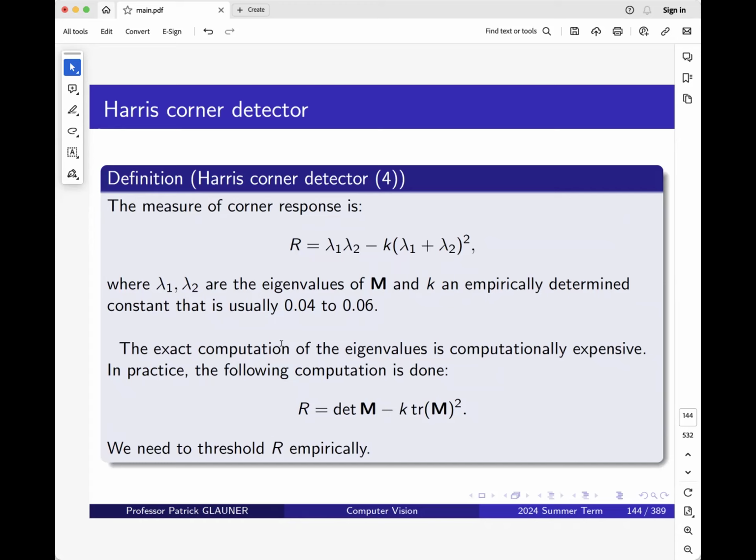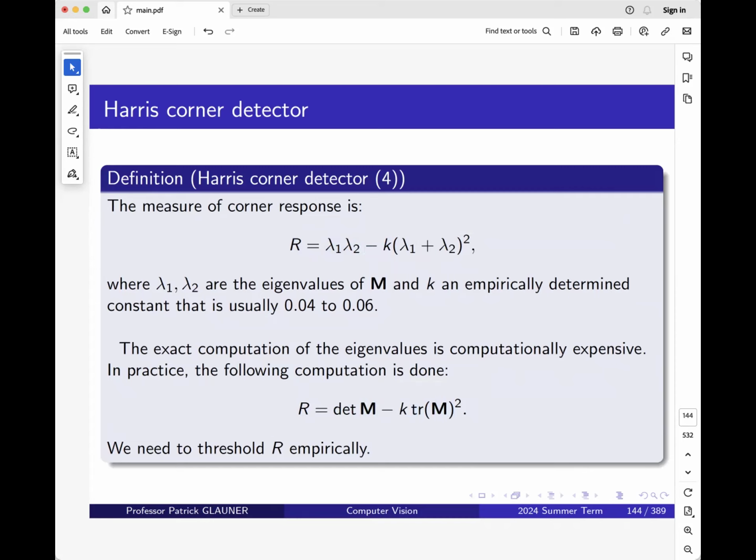This is quite computationally expensive, because I will have a lot of windows spread throughout my image, and I need to find all these decompositions and then calculate the eigenvalues of M. This will be computationally expensive, so what is sometimes done instead is that we approximate the corner response. In practice, we compute the corner response not by looking at the eigenvalues, but by taking the determinant of M, which is something we had done before, minus k times the trace of M squared.